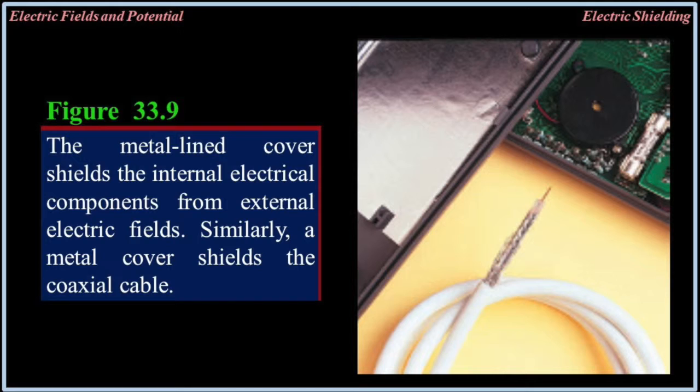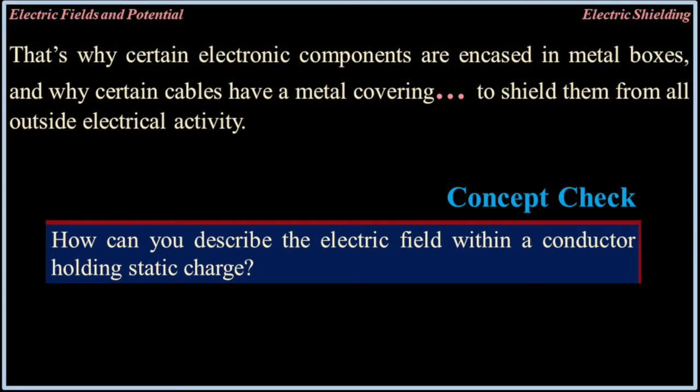Figure 33.9. The metal line cover shields the internal electric components from external electric fields. Similarly, a metal cover shields the coaxial cable. That's why certain electronic components are encased in metal boxes and why certain cables have a metal covering to shield them from all outside electrical activity.